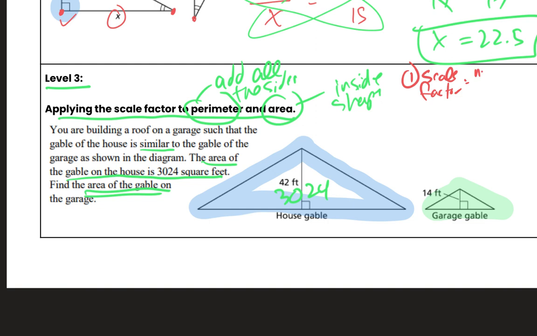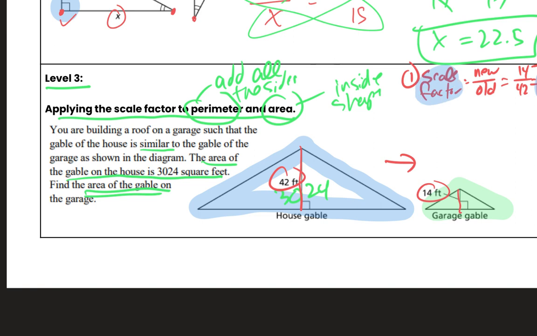Okay, so we said that was the new over the old, right? So if we see this right here, that's 14 on this one, right? And on this one, it's 42, right? So which number would go on top? The 14 or 42? Okay, well, we start with this and we're going to this, right? So that would be the new one. So we'd say 14 on top and 42 on the bottom. If we put that into our calculator, that's going to come out to 1/3. Okay, so our scale factor is 1/3.